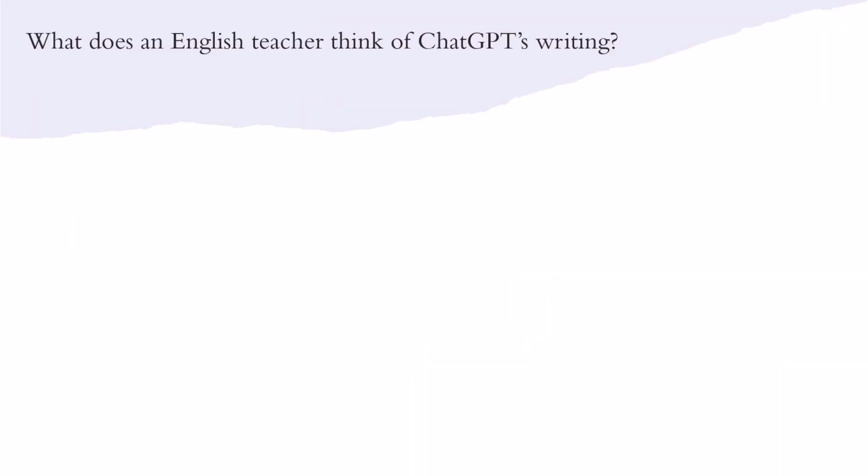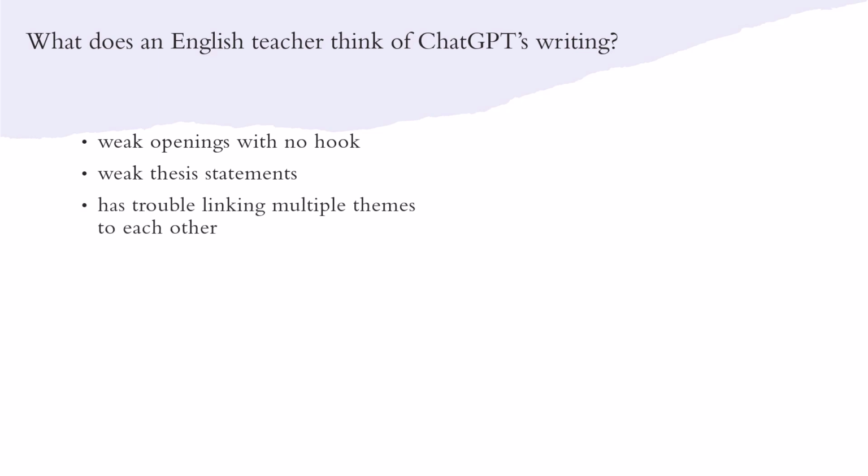From looking at ChatGPT's response to my Tolkien prompt and other tests I've run, here's my assessment as an English teacher on how well it writes. Generally speaking, it creates weak openings. It doesn't write hooks. It can write weak thesis statements when it's writing chunks of text, although it does a little better when you ask it to write a thesis statement. It has trouble linking multiple themes to each other. It will link the themes to works, but it has a harder time synthesizing your overall idea.